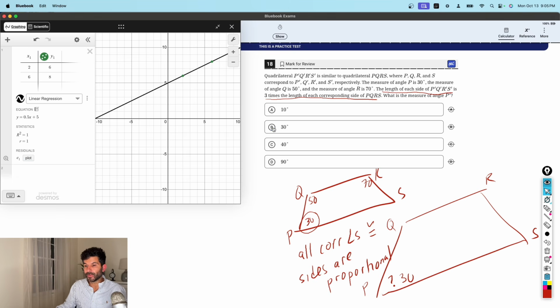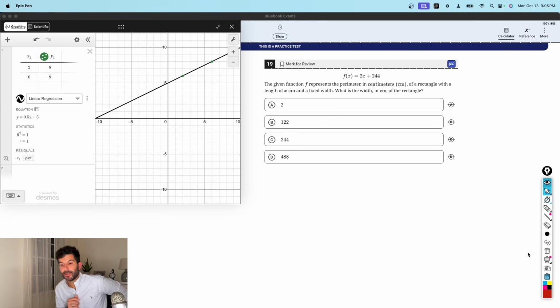They probably gave you D to think of tripling the 30 because of the scale factor. They probably gave you 10 because that would be dividing it by 3 in case you got kind of mixed up. But 30 is definitely your answer. Question number 19. The given function f represents the perimeter in centimeters of a rectangle with a length of x centimeters and a fixed width. What is the width in centimeters of the rectangle?